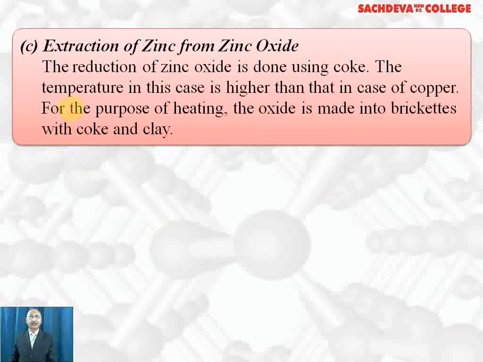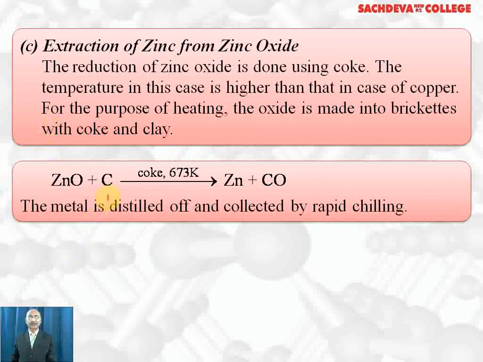Extraction of zinc from zinc oxide. The reduction of zinc oxide is done using coke. The temperature in this case is higher than in the case of copper because zinc is more reactive than copper. For the purpose of heating, the oxide is made into briquettes with coke and clay. Zinc oxide reacts with coke at 673 Kelvin to give zinc plus carbon monoxide. The metal is distilled off and collected by rapid chilling. So zinc can also be purified by electrolytic refining as well as distillation.